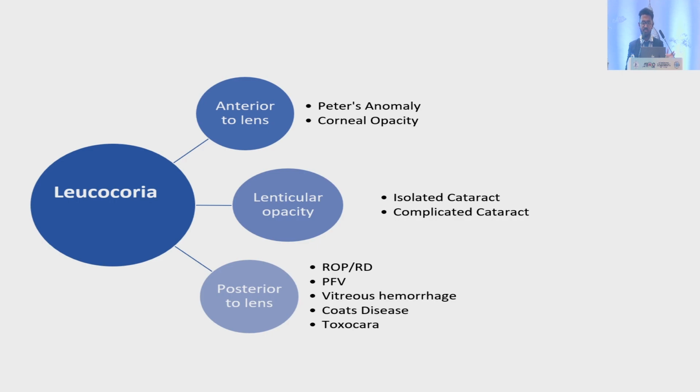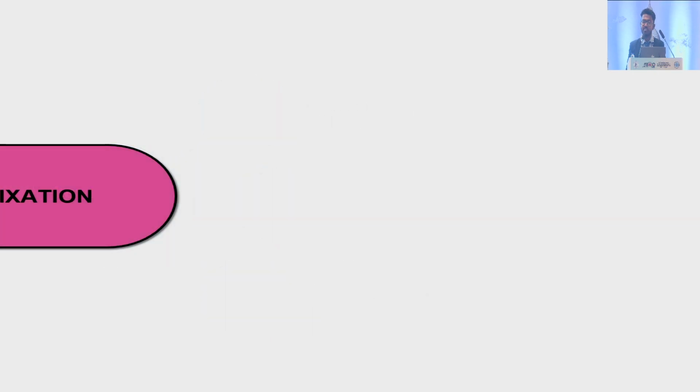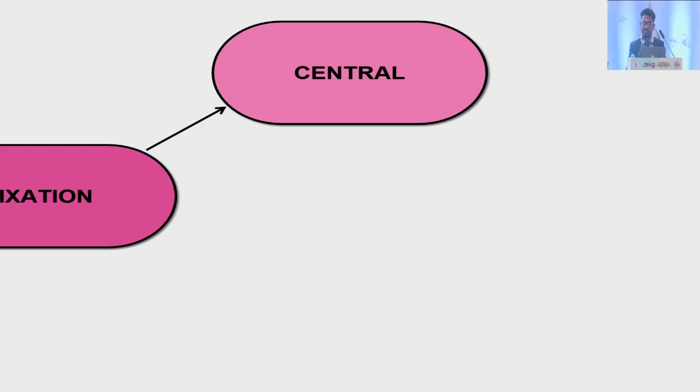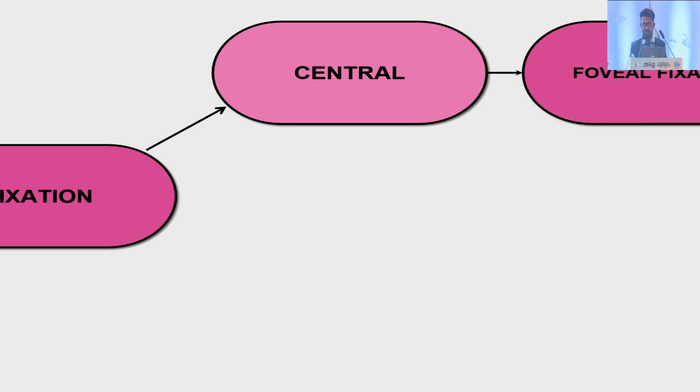Once we have looked at the history, now we move on to assess the visual acuity. And one of the first things that we have to look for is the fixation status of the child. So when we are assessing the fixation, we have to notice where the light reflex is when we shine a torch from a distance. And if it is directly at the center of the pupil, that is central, it implies that there is foveal fixation, which signifies that a good visual outcome can be hoped for.